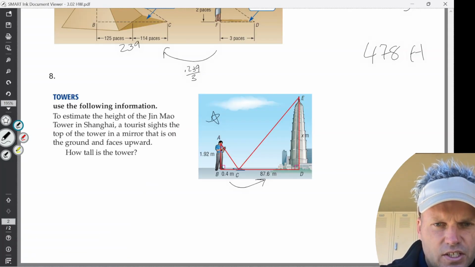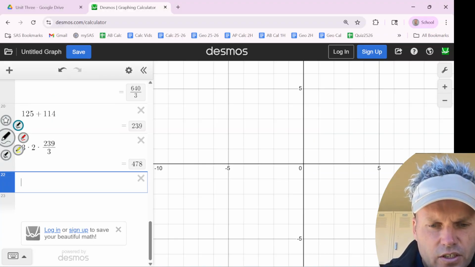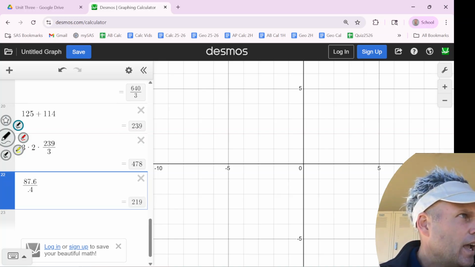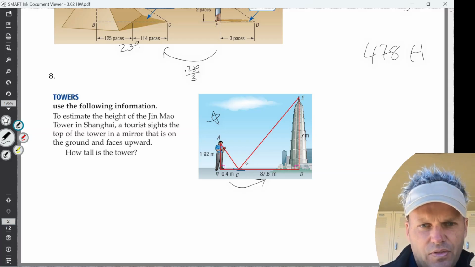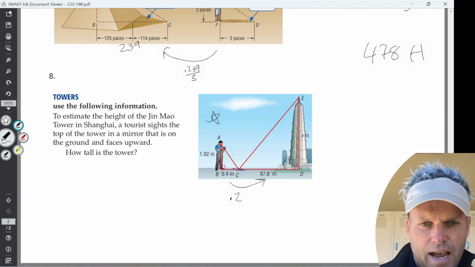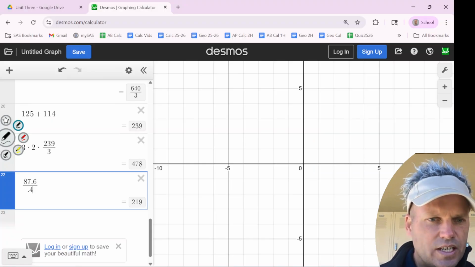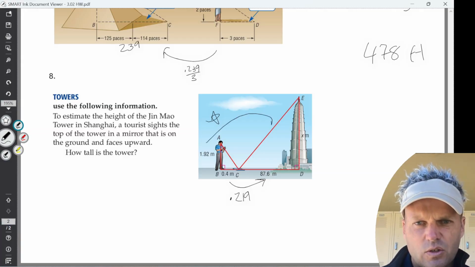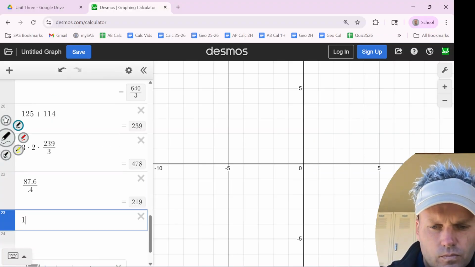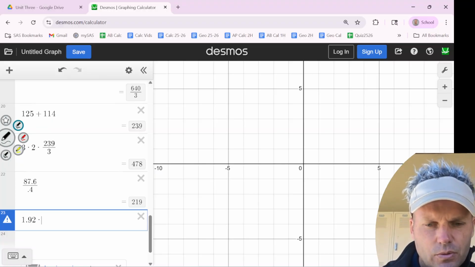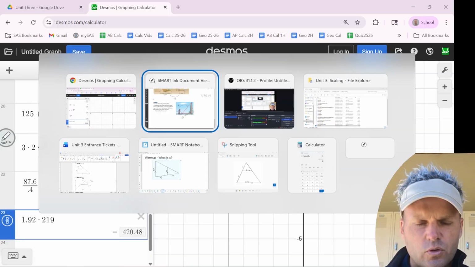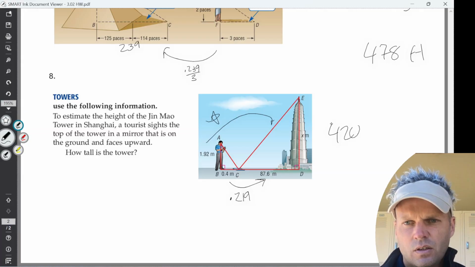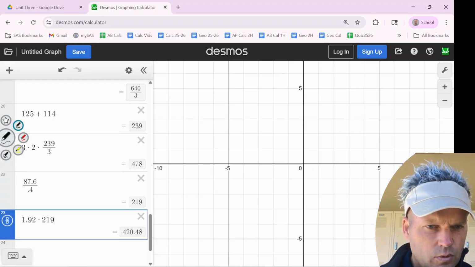We took a distance of 0.4 meters and turned it to 87.6 meters. So I'm going to divide 87.6 by 0.4 to figure out that the tower's triangle is 219 times the size of the dude's triangle, which means I'm going to take this 1.92 and multiply it by 219. And I get 420.48. And that, my friends, is the homework.